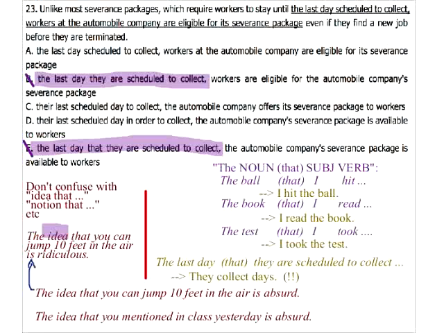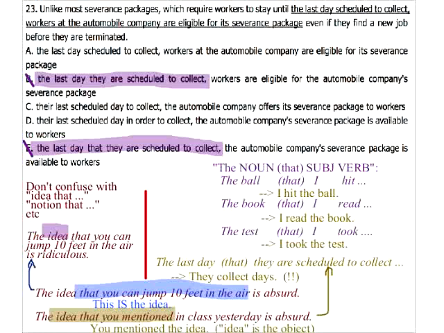The idea that you can jump 10 feet into the air, this is the idea. On the other hand, this one is an example of the other construction. This is like the book that the ball that I hit or the book that I read or anything. It's all context. As usual, you have to understand what, like you mentioned the idea. So if you know what object is, that's what's going on.